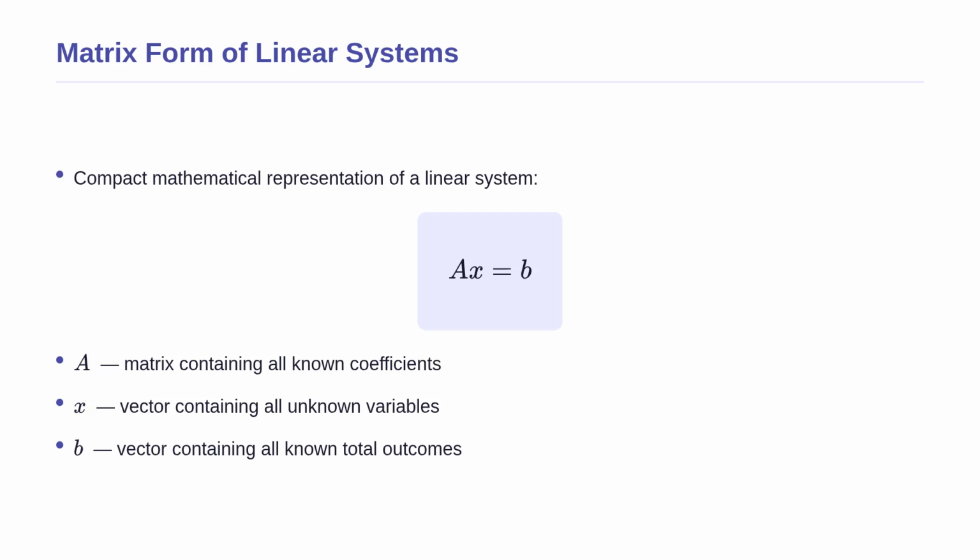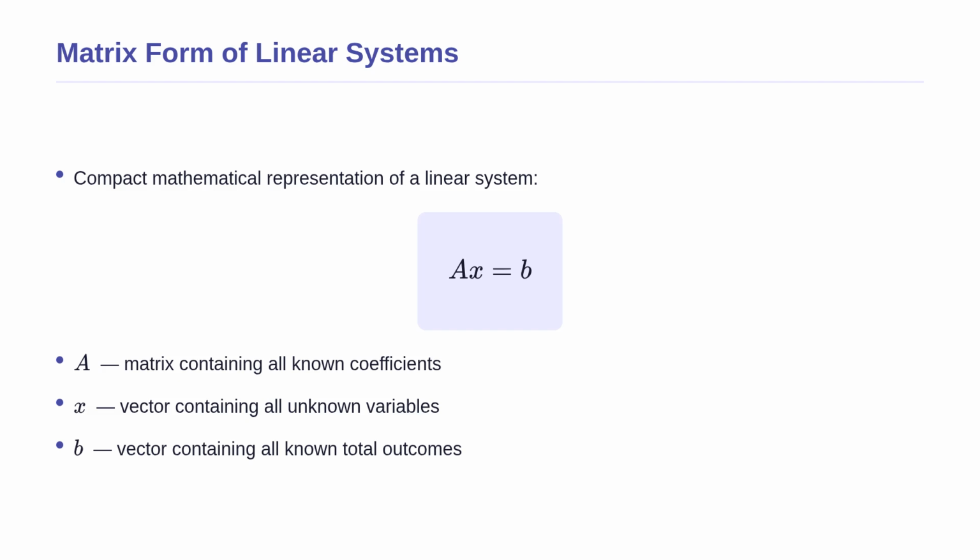This brings us to the most elegant way to write a linear system. This compact formula, Ax = b, says exactly the same thing as writing out all the individual equations. Let us define these symbols. The capital letter A is our matrix, containing all of our known coefficients organized in a grid. The symbol x is a vector, which is just a single vertical column containing all of our unknown variables. Finally, the symbol b is another vector, containing all the total outcomes from the right side of the equations.